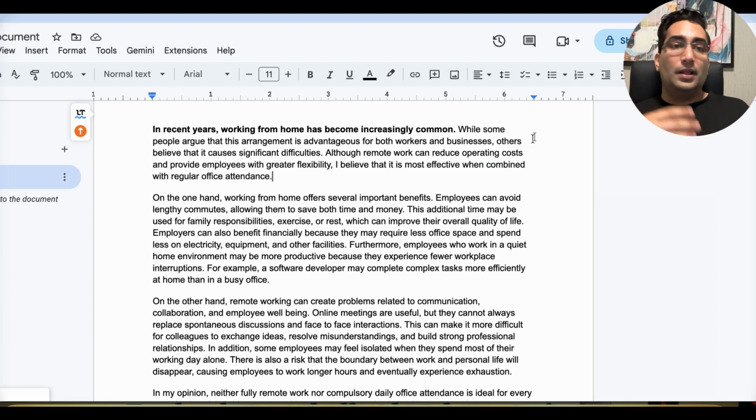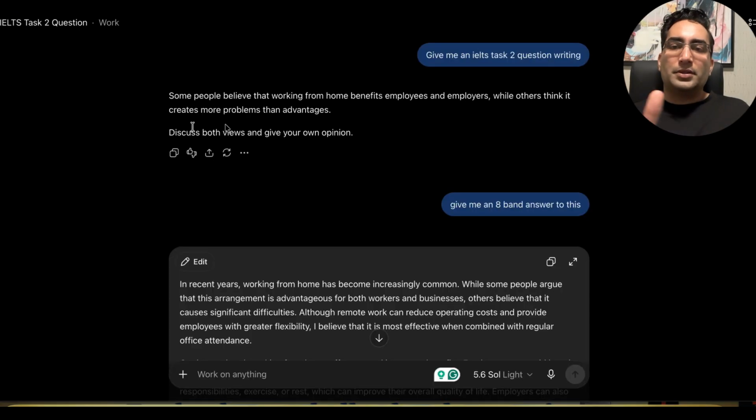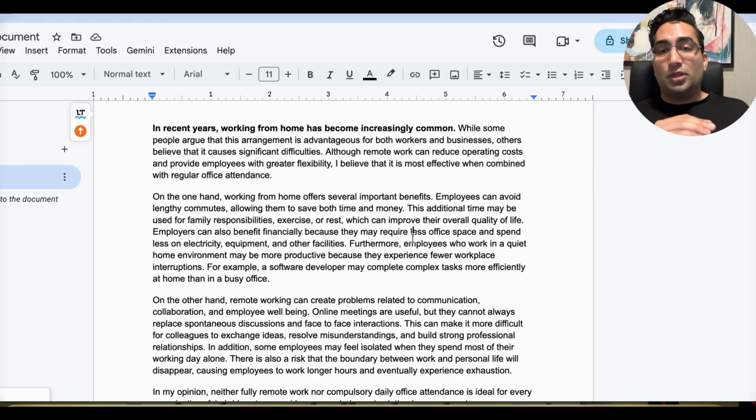You have to say, well, either remote work is great and it benefits everybody, or it's terrible and it should all be office work. There is no in between when combined. Let me just make sure I'm reading this correct. While others think it creates more problem. Yeah, there's no mention of combining anything. This is a huge, huge mistake.